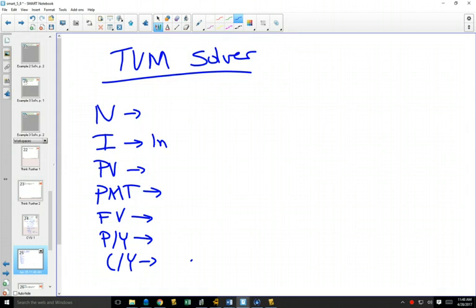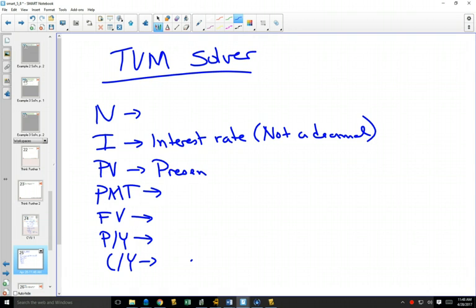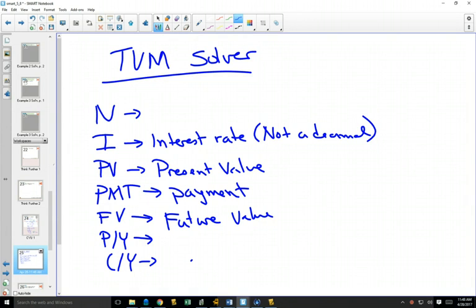So I is your interest rate, and here it's not a decimal. PV stands for your present value. FV stands for your future value. PMT stands for that payment, that $200 you're putting in every month.